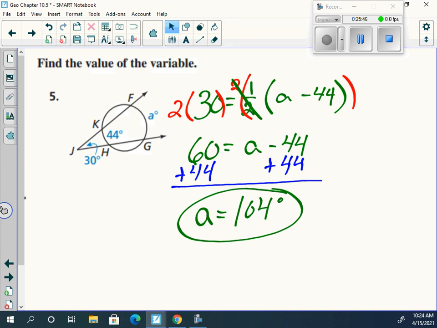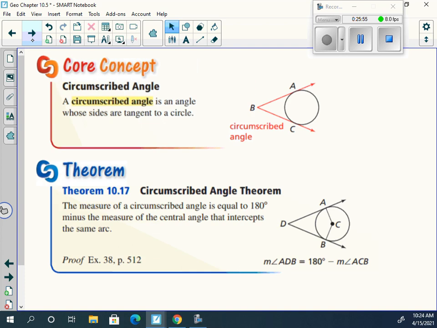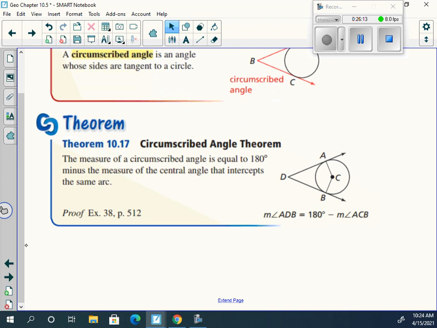Any questions on any of this here? Sweet. We have the last theorem that we're going to look at. A circumscribed angle is an angle whose sides are tangent to the circle. So we have two tangent lines. The measure of a circumscribed angle is equal to 180 minus the measure of the central angle that intercepts the same arc.